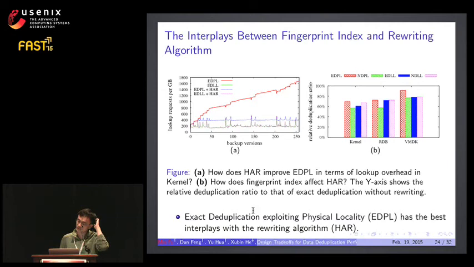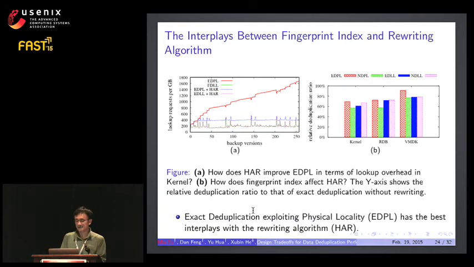In the left figure, the red line shows ever-increasing lookup overheads in physical locality. But with the help of a rewriting algorithm, HAR, the blue line achieves a more sustained and lower lookup overhead. It is because the rewriting algorithm reduced the fragmentation. And in the right figure, we examine how the fingerprint index affects the rewriting algorithm.